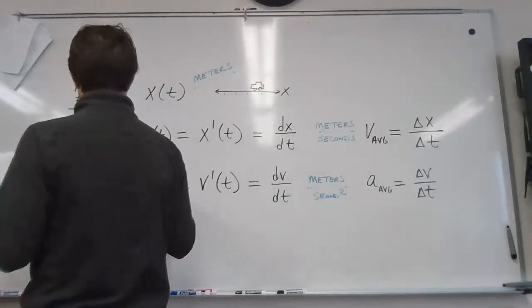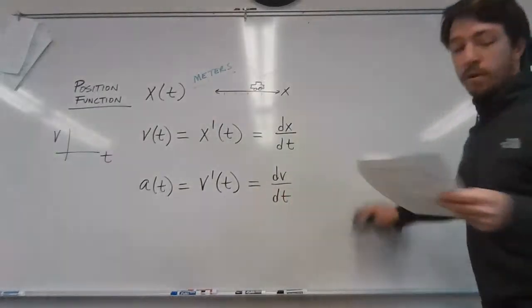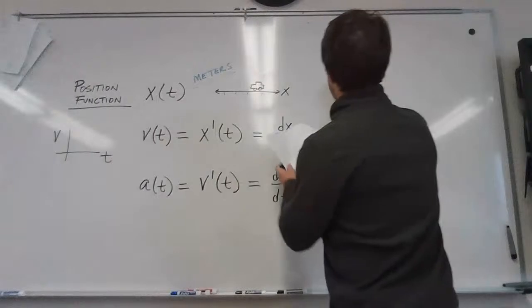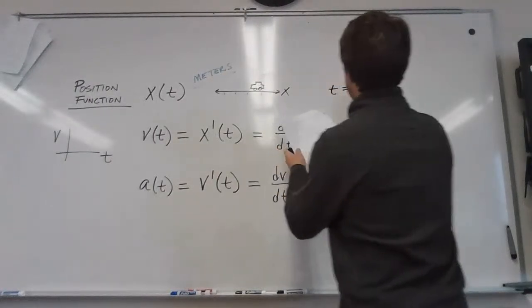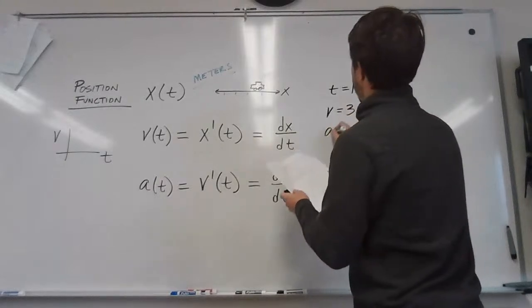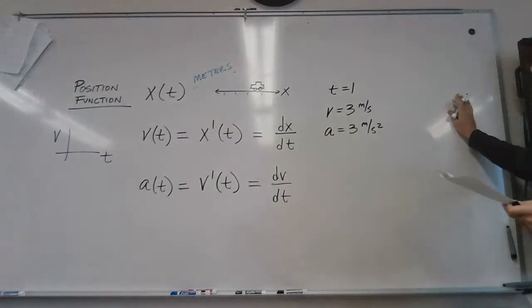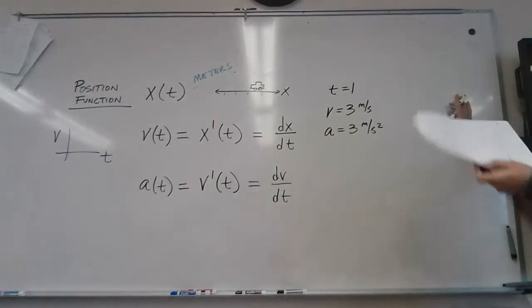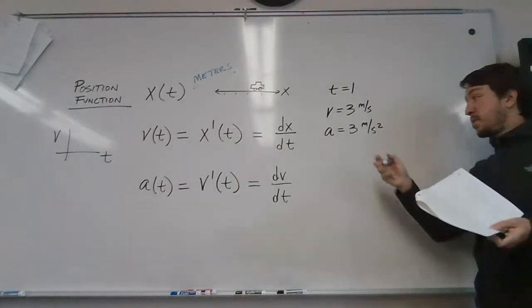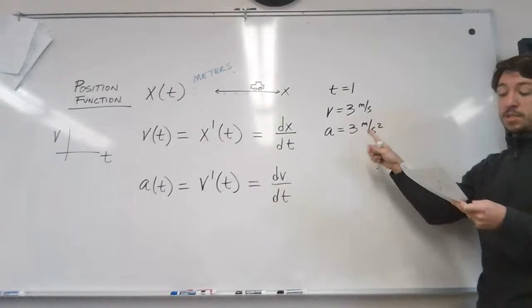Did I misspeak? No. I'll write on the board. We're going to do A, B, C, D, E, F, just to make sure there's no confusion here. So at time 1, the velocity is 3 meters per second, and the acceleration is 3 meters per second squared. So maybe that's a little confusing. It's the same number, but the answers are 3 for different reasons. This answer is 3 because it's the y value of the function. This answer is 3 because it's the slope of the function.